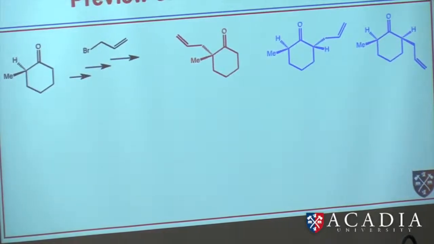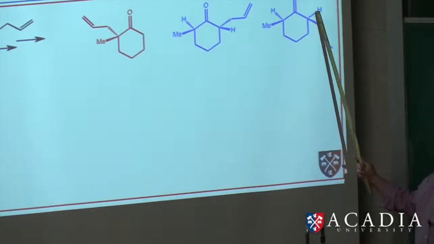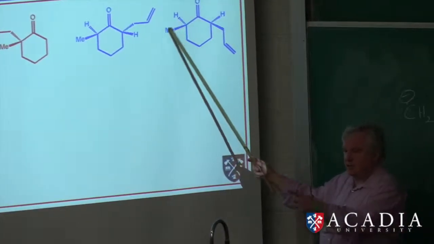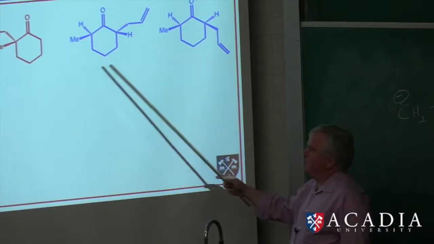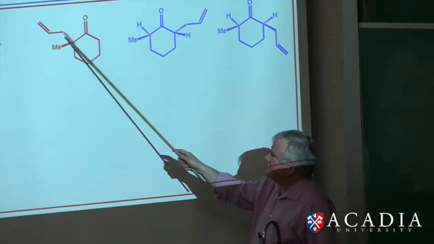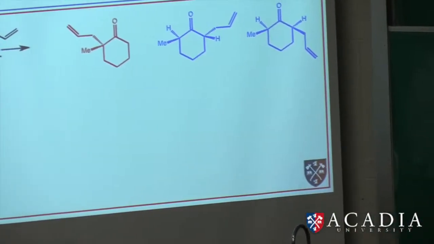So what kind of isomers are these? Do you guys remember? What do we call those? Are they enantiomers? Diastereomers. They are diastereomers. This one, if I put the methyl group back there and this allyl group up here, we would have the other enantiomer. So we can't forget about that.